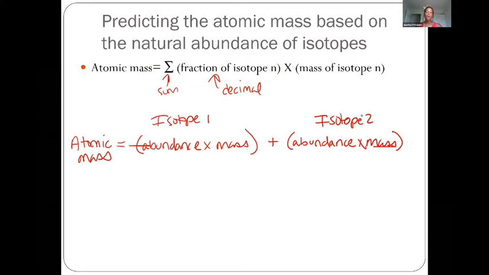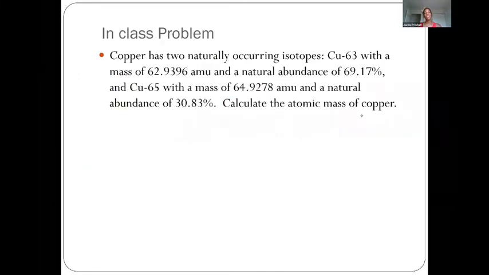Now, these problems could also be presented a different way where you are looking to solve for the mass or the abundance of one of the isotopes. And I'll go through an example of how we'll manipulate this formula to do that. Look at a problem here.